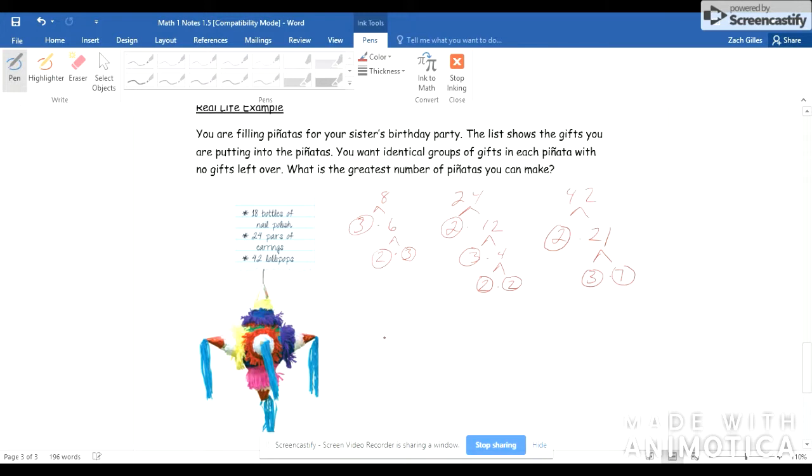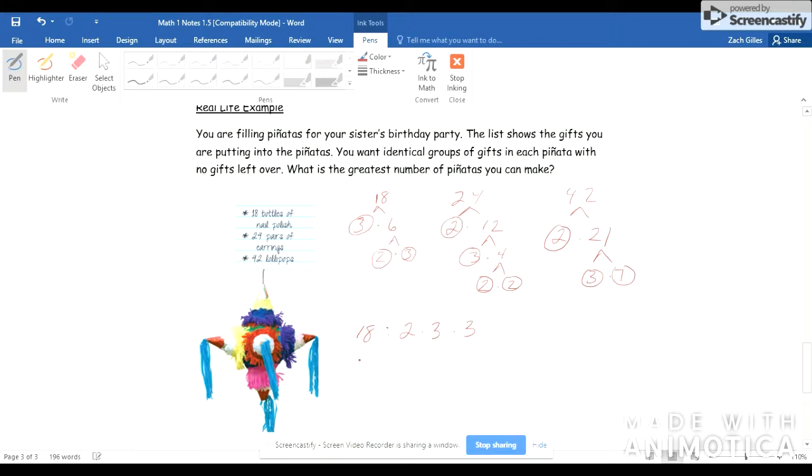Okay, then I'm going to write out my prime factorizations. So oh, sorry, I just saw the mistake that I made. This was supposed to be 18. Sorry if that messed you up at all. So my prime factorization of 18 is 2 times 3 times 3.